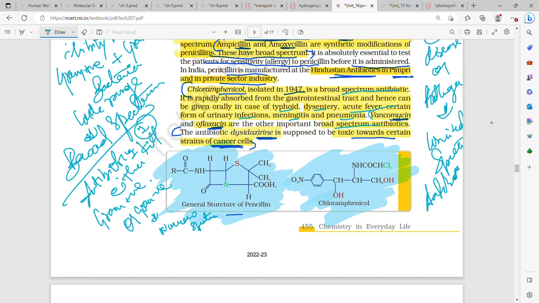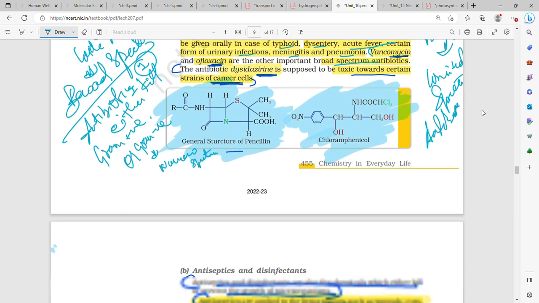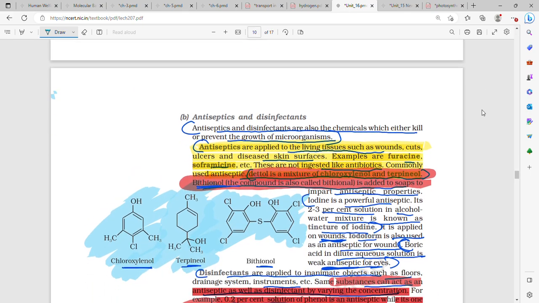The antibiotic dysidazirine is supposed to be toxic towards certain strains of cancer cells. So broad-spectrum antibiotics are amoxicillin, ampicillin, which are synthetic derivatives of penicillin, then vancomycin and ofloxacin, and chloramphenicol, which is rapidly absorbed from the gastrointestinal tract and given orally for typhoid, dysentery, fevers, urinary infection, meningitis, and pneumonia. Dysidazirine is supposed to be toxic towards certain strains of cancer cells.